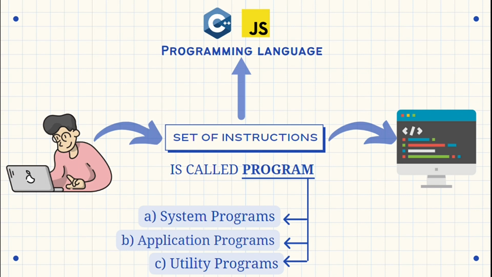The third one is utility programs. Although not a necessary component, they are utilized to safeguard our system or improve the performance of the computer. Such products include disk defragmenters, scan disk, and antivirus software. A person who writes the program is known as a programmer.